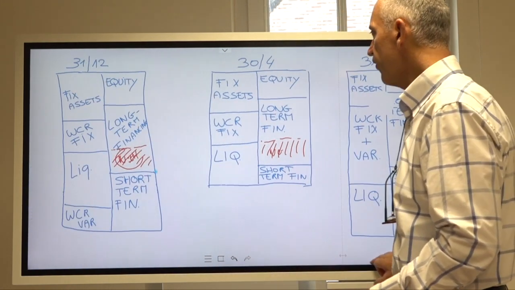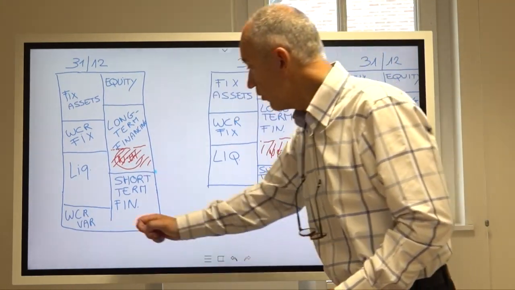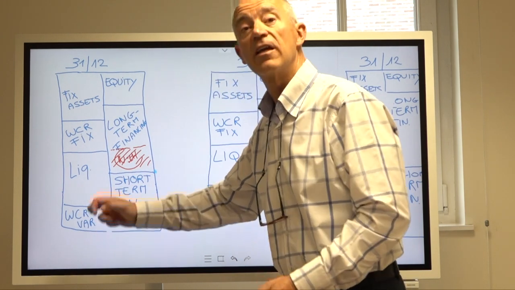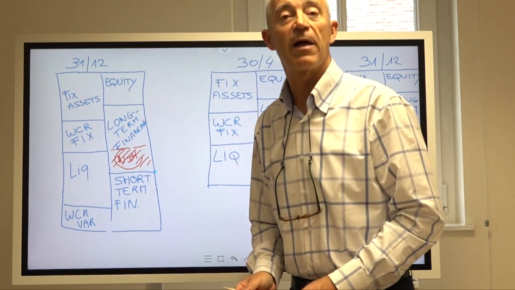And that is of course the reason why you have to put the working capital requirement that is fluctuating downstairs on the manageable balance sheet.